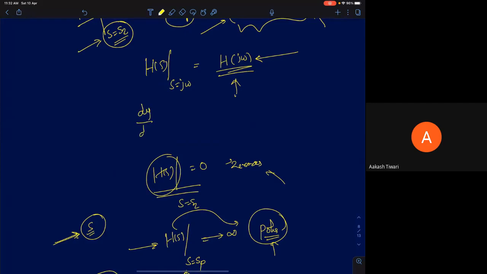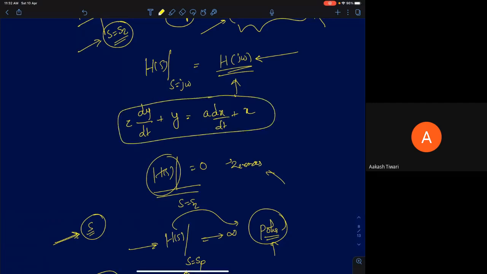tau dy/dt plus y equals a dx/dt plus x. So does this system contain a zero? If this system contains a zero, what is the zero of the system? Can you tell me what is the zero of the system? Is it minus 1/a? The zero of the system is actually minus 1/a. So it's a left half plane zero.